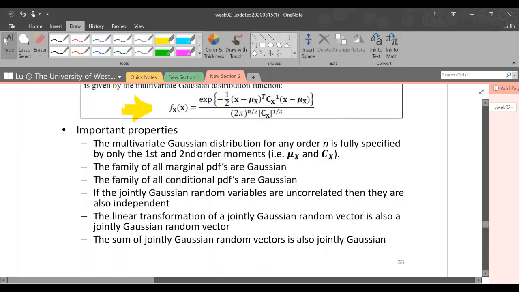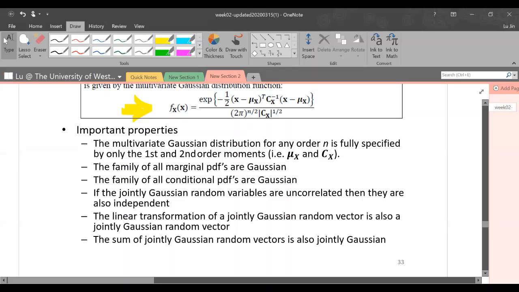You need to understand all of them very well. First one, the multivariate Gaussian distribution for any order n is fully specified by only the first and second order moments. In other words, if you have Gaussian distributed random variables, you know their moment and central moment. That's enough. The first moment and the second central moment should be sufficient for you to fully describe their features. For other types of distributions, this is not true. The full features of other types of distributions may need higher order moments to fully describe them.